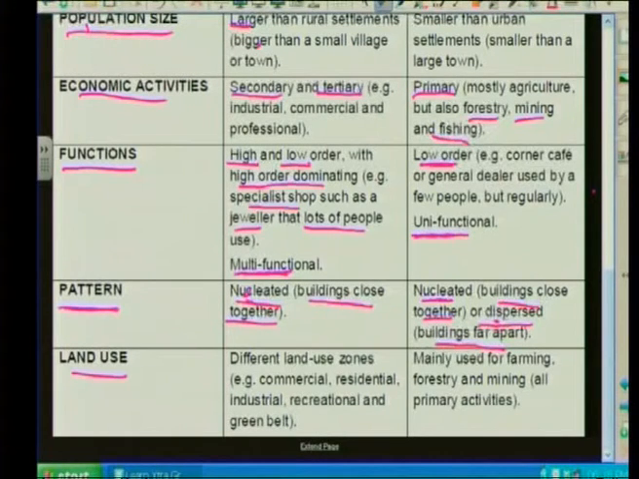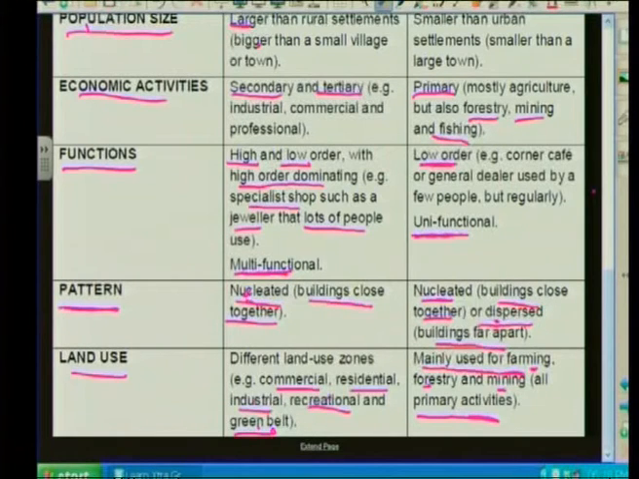Let's look specifically at land use. Different land use zones, example, commercial, residential, industrial, recreational, and green belts. These are the different land use zones associated with an urban settlement. However, in a rural settlement, mostly your primary economic activities, example, farming, forestry, mining. All these are primary activities.